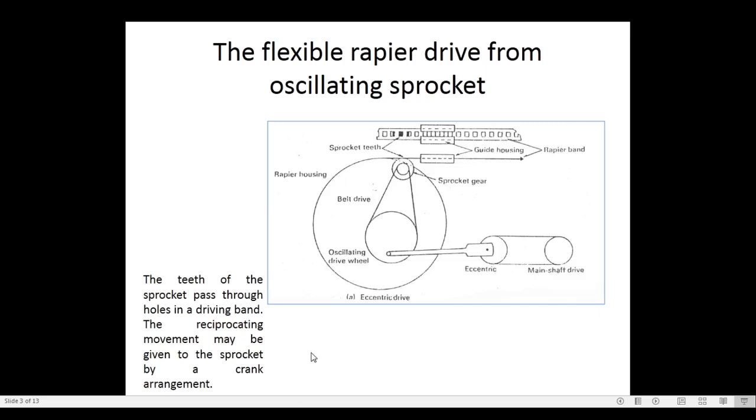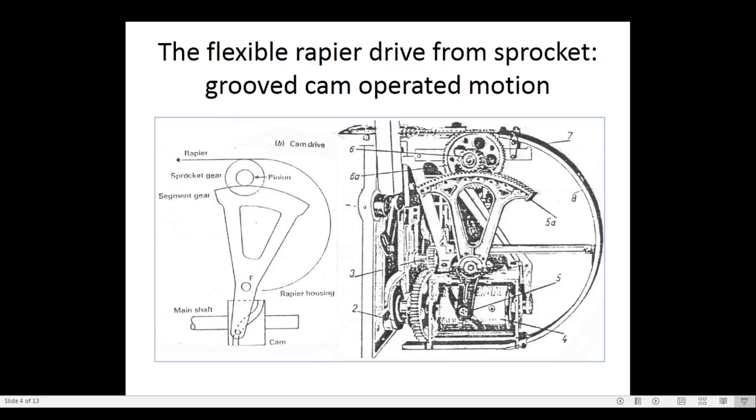Now take another 2 minutes for this figure. Next drive of the flexible rapier drive we have seen. Draw the figure carefully and label the parts. In the exam, the question may ask: explain various types of drives used in flexible rapier loom, for 8 marks. So you have to explain each and every drive here.